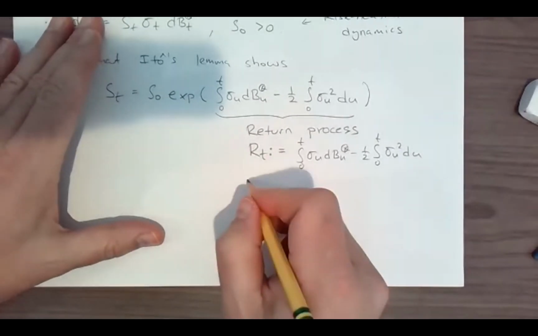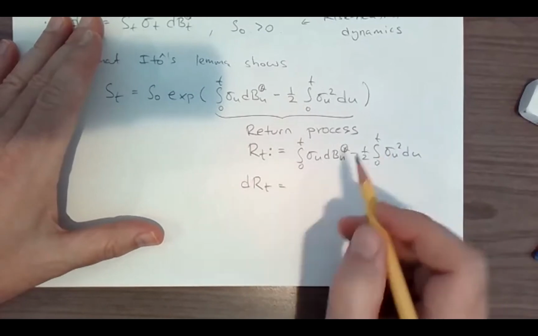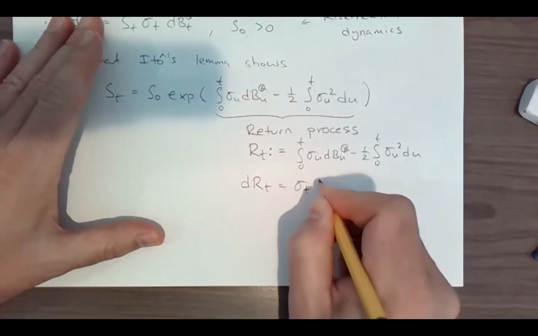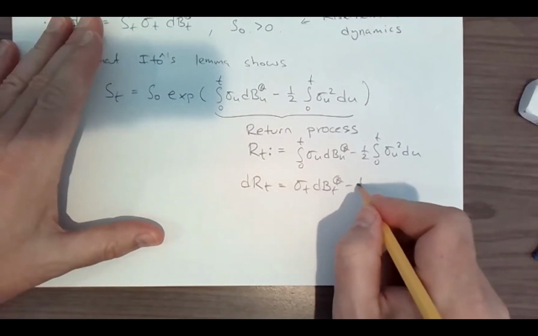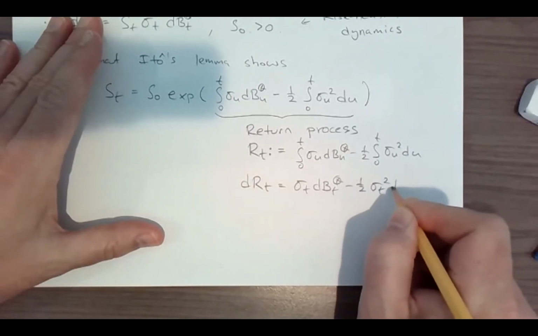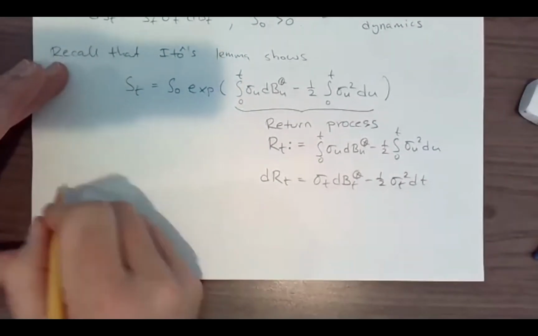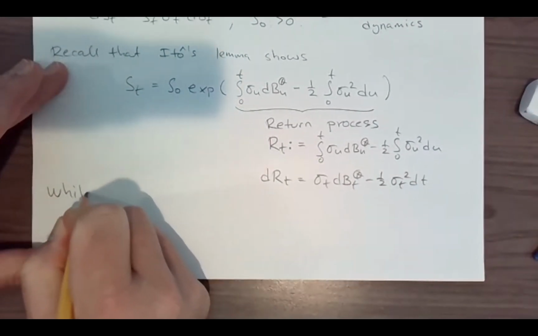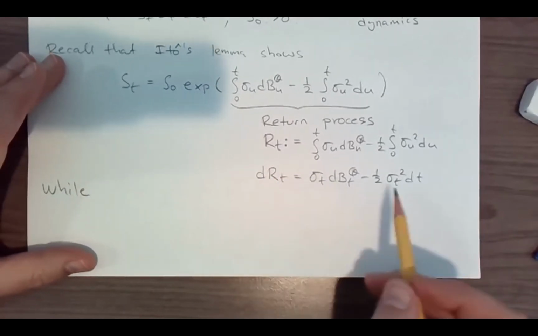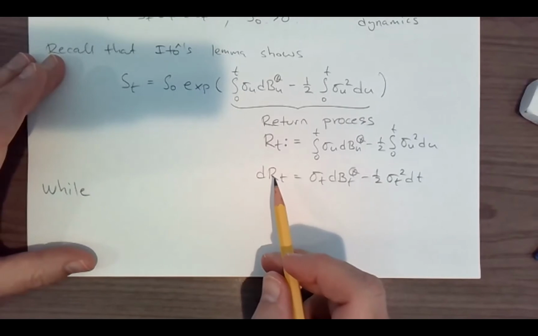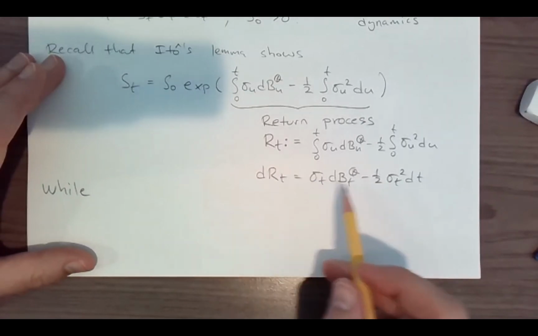And then we'll see that dR_T, let's throw away the integral, so I'll get sigma_t dB_t^Q minus the correction term from Ito's lemma, 1/2 sigma squared dt, right? And one thing we talked about last time is that if I want to have a Markov process, I need to have the drift and the volatility of the right-hand side just being a function of the left-hand side. And we see here we have sigma.